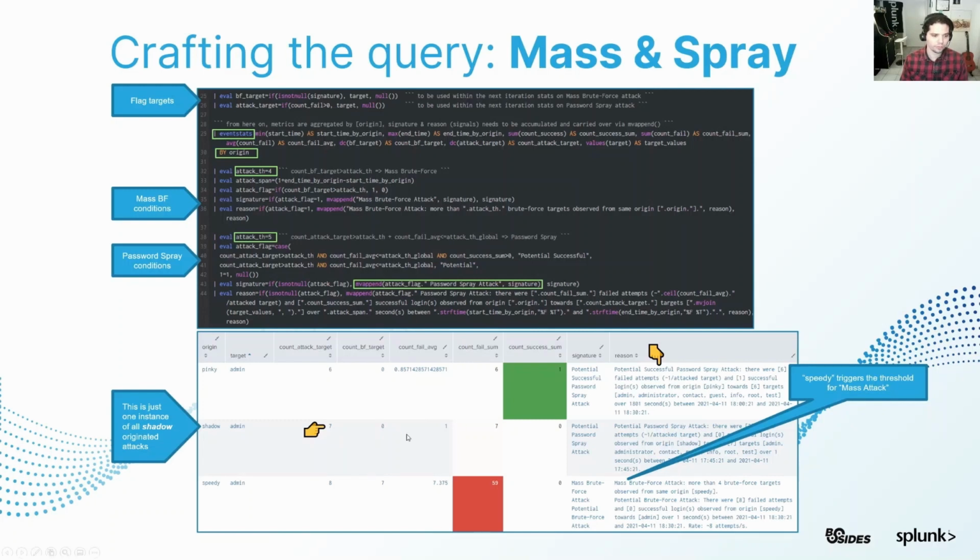And you see here for the shadow, this is just one instance of multiple attacks that are originating from this origin, right? In this case he's targeting 7 account targets, and in the end you see how this is going to end up in an aggregated attack flow.